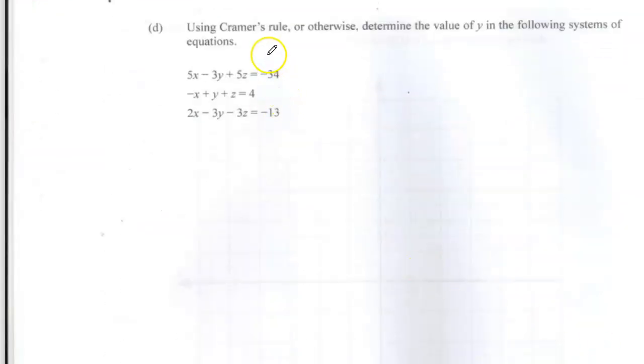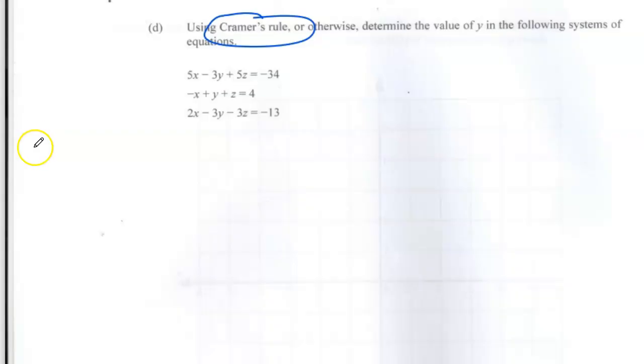So Cramer's rule is all about the matrix method. I'm going to use the matrix method to solve this system of equations. So the first thing we want to do is form 4 matrices. We're going to form 4 matrices and find the determinant of each of them.